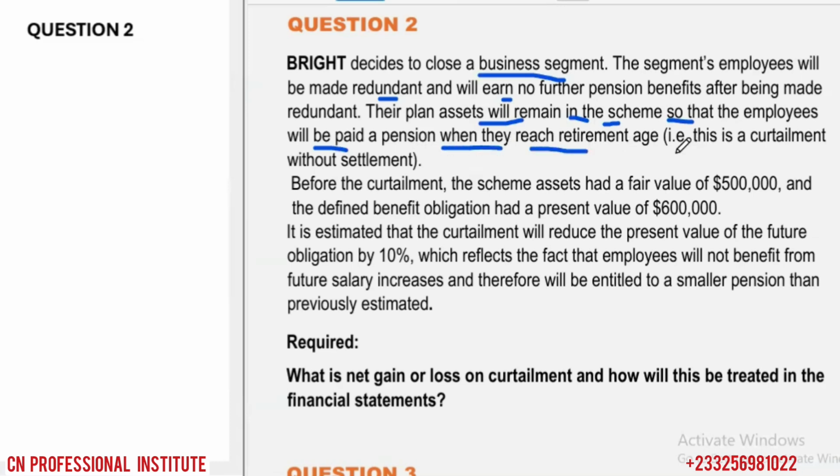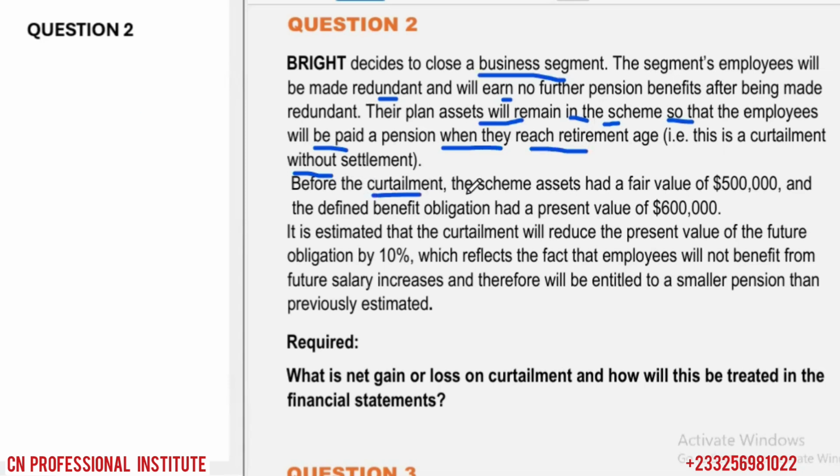And it says this is curtailment without settlement. Then you should know, I've explained already. Immediately, their plan asset will remain with the entity. It will not be given to them, or moved to the new pension plan of the new entity they are going to. Then it's without settlement. Their money will remain with the old employer, and it will be paid when they go on retirement. So this is curtailment without settlement. They've not been paid, or their assets have not been transferred.